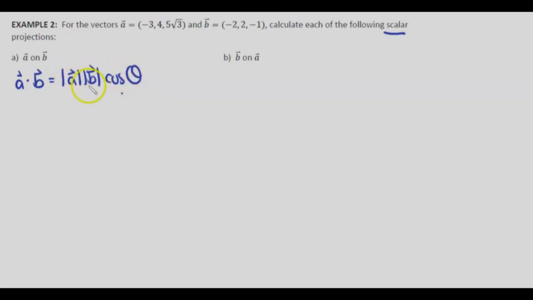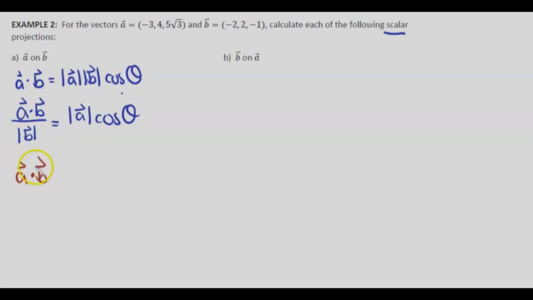Okay, so rearranged, if we took this B and brought it down, we would have A dot B over magnitude of vector B equals magnitude of A cos theta. Okay, so we're going to chunk this up. Let's do A dot B first. We'll do it in another color.